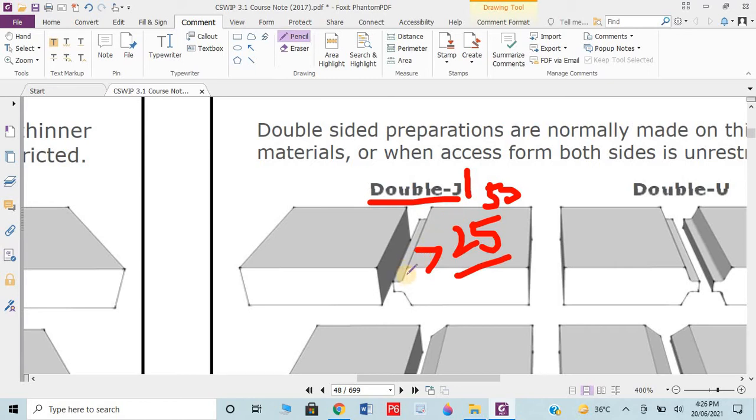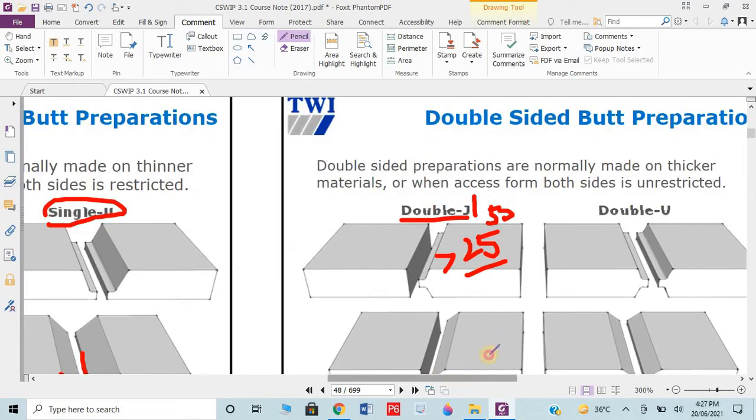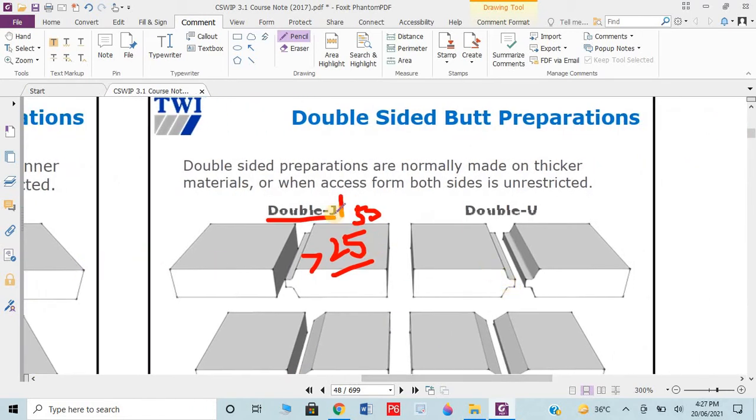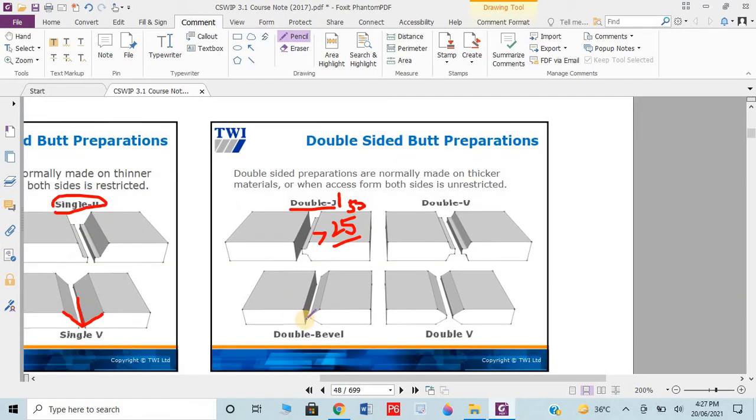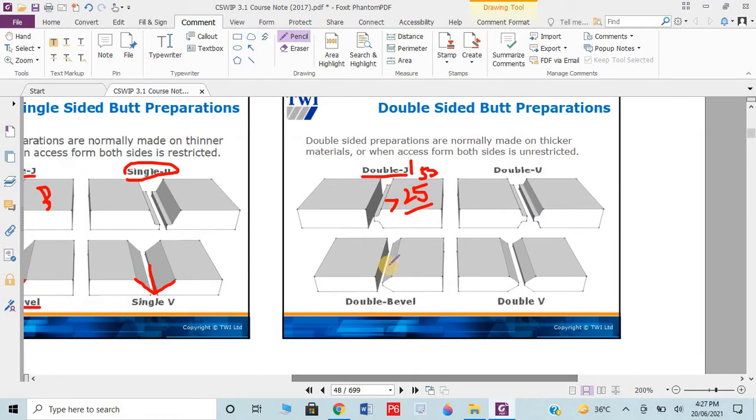If we prepare both ends, then it's known as double joint. And by the type of joint, if it's J joint, then it's known as double J. If it is U joint, same as if we combine two J's, known as U, and if it is at both sides, then it's known as double U. Same, if we have bevel on both plates, then it's called double bevel. If we have V on both sides, then it's known as double V joint.